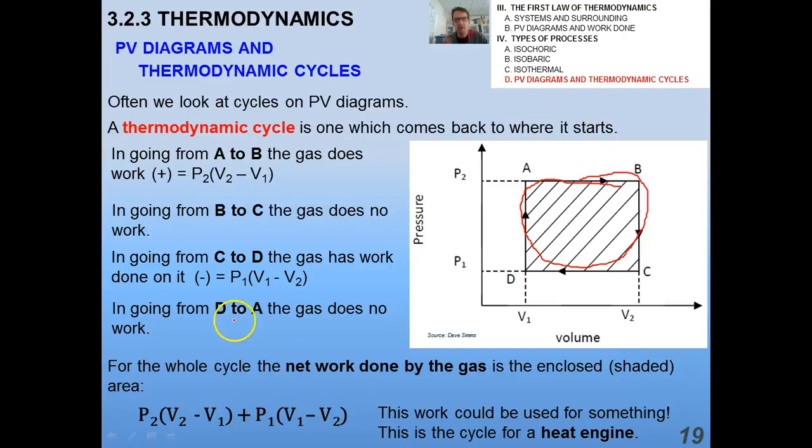Now, this work could actually be used for something. This is what's called a heat engine. In thermodynamics, when you're using work to do something useful, it's called a heat engine in a cycle.